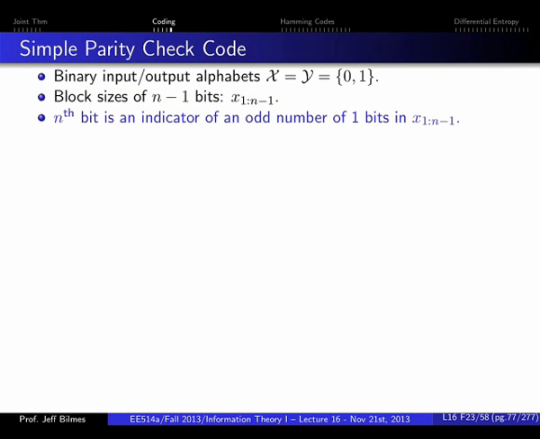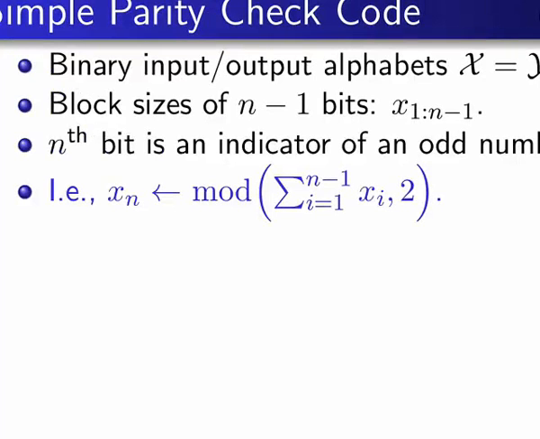And the nth bit is not going to be a real information bit, but it's going to be a parity. It's going to be a function of the preceding n minus 1 bits that's going to be an indicator of whether or not there is an odd number of bits. So what it does is it basically sums up all of the bits here and then takes mod 2. So if there's an odd number of bits, we get a 1. And if there's an even number of bits, we get a 0. So this is the parity bit here, this guy. Right? So it's just an indicator of there being an odd number of bits on in the preceding n minus 1 bits.